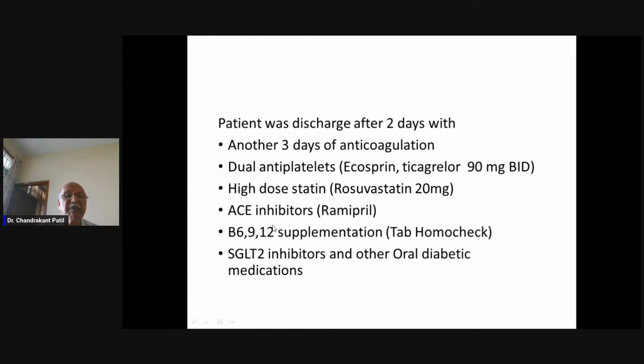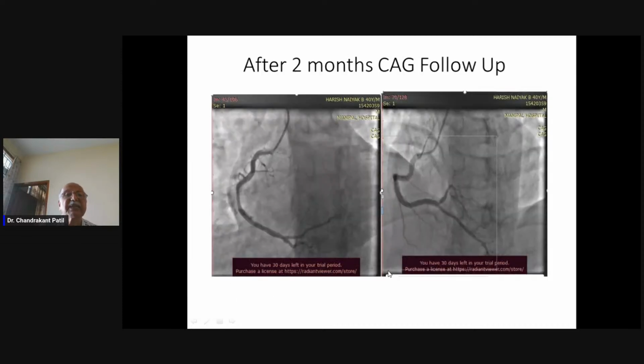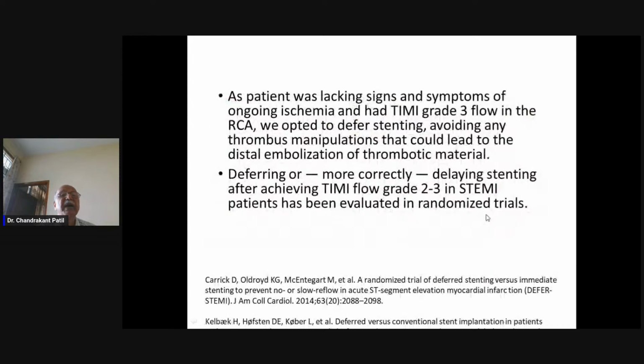B6, B12 supplements were given, and folic acid supplements were given, and SGLT2 inhibitors and other oral antidiabetic medications were continued. See, after 2 months, he was almost asymptomatic. We called him for the re-angio: very, very minimal lesion, non-stentable rather. You can see good flow is obtained. So, as the patient was lacking signs and symptoms of ongoing ischemia and had TIMI grade 3 flow in the RCA, we opted to defer the stenting, avoiding any thrombus manipulation because it can lead to embolism.